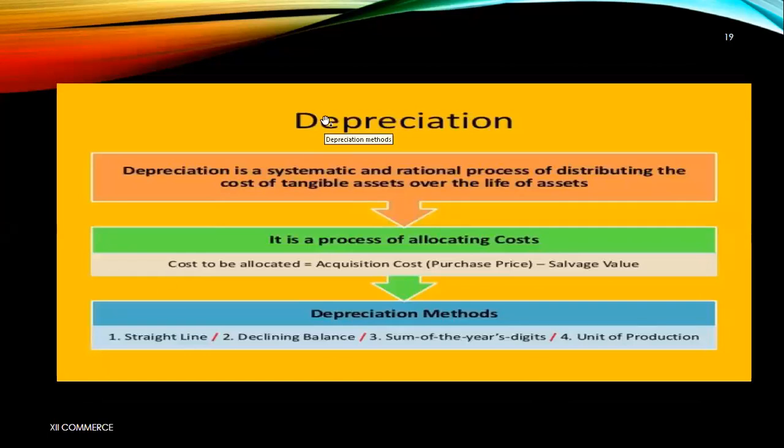This is again your depreciation format for a different perspective. You can use it. We are calling it depreciation as a systematic or rational process of distributing tangible assets.